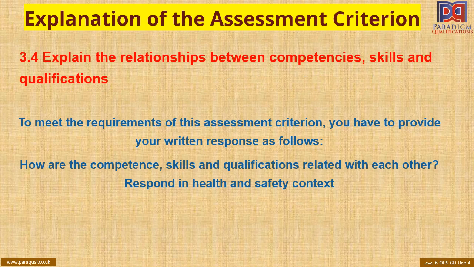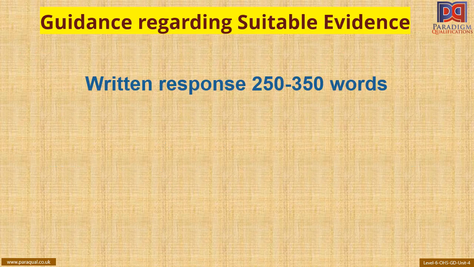3.4 Explain the relationships between competencies, skills, and qualifications. You have to provide your written response as follows. How are the competence, skills, and qualifications related with each other? Respond in health and safety context only. Again, the written response must be limited between 250 to 350 words.